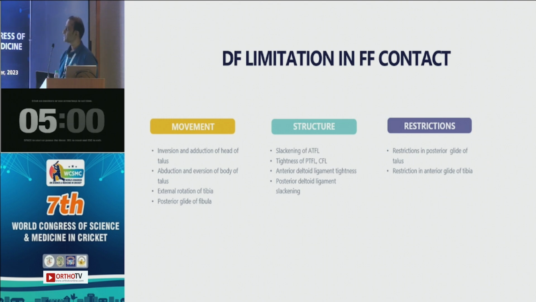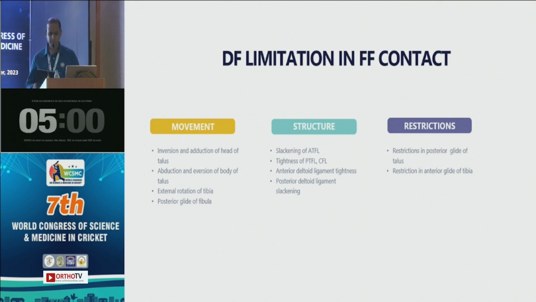So, the structures which can go for adaptive shortening or lengthening are these: there will be a slackening of the ATFL and the posterior deltoid ligaments, and structures like the posterior talofibular ligament and calcaneofibular ligament go for tightness along with the anterior deltoid ligament. So, this results in the restriction, as I mentioned, on the posterior glide of the talus and restriction in the anterior glide of the tibia. These are the restrictions we can expect.